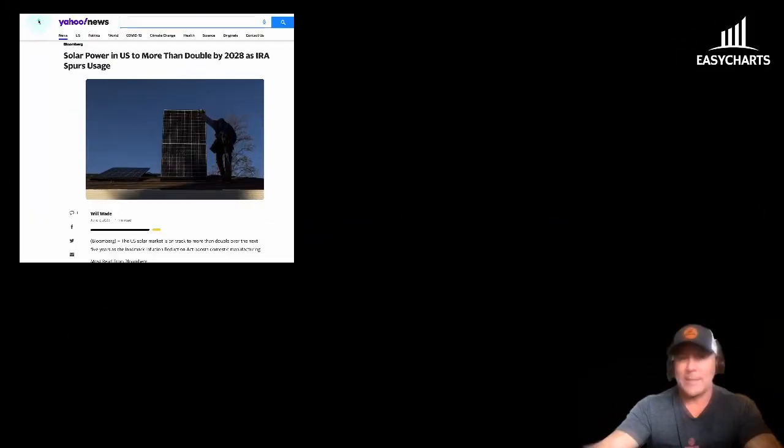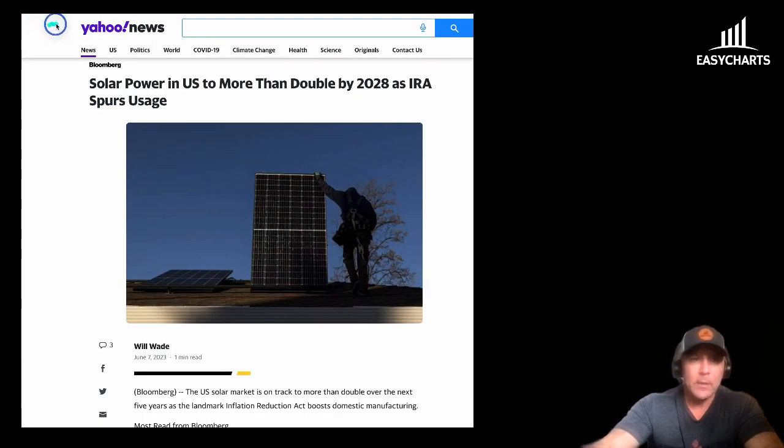So here we are, more tailwinds for Tesla. So Yahoo News, and this came out June 7th of 2023. So the headline reads, solar power in the U.S. to more than double by 2028 from the IRA, which is the Inflation Reduction Act that the Biden administration passed. I think it was in 2021 or 2022. That, by the way, I did a video on that too. But the Biden administration, I think around $1 trillion or so, but just gobs of money. So more tailwinds for solar.